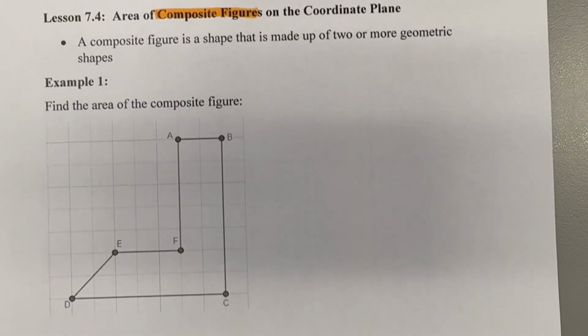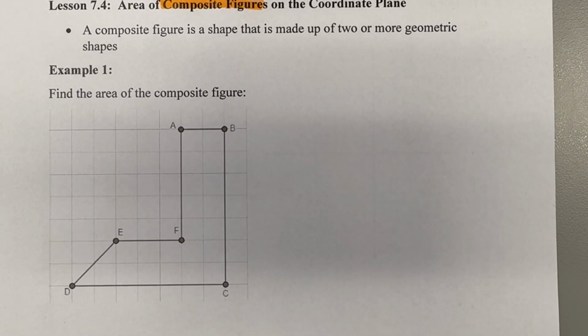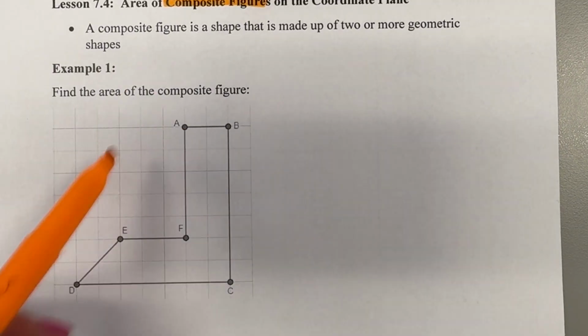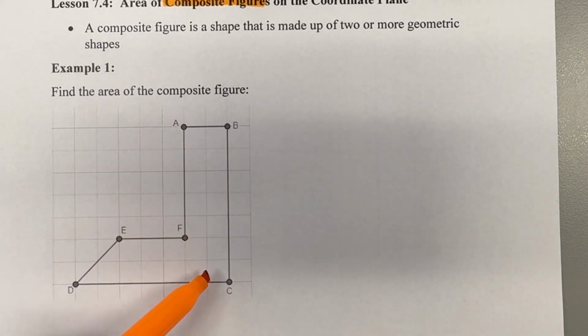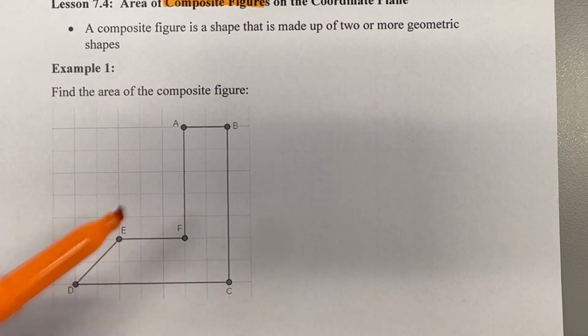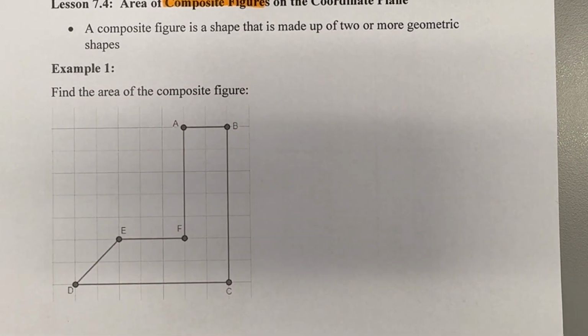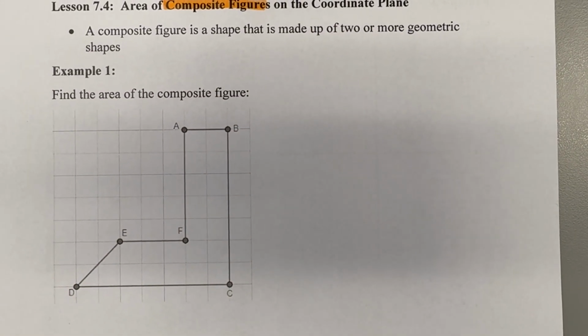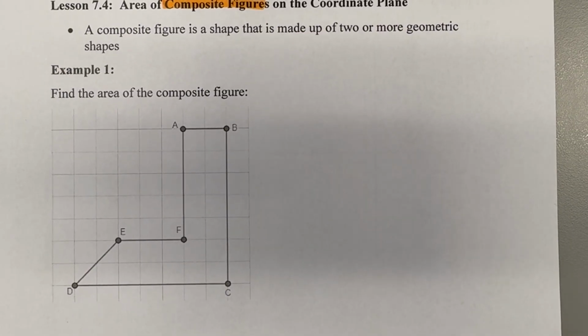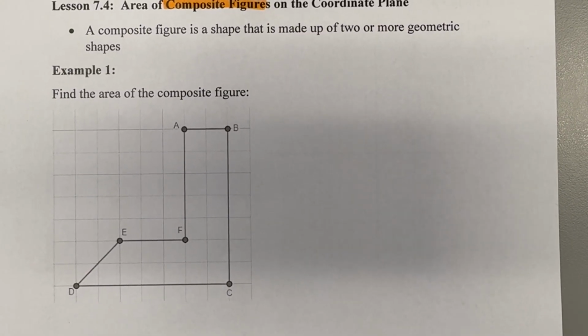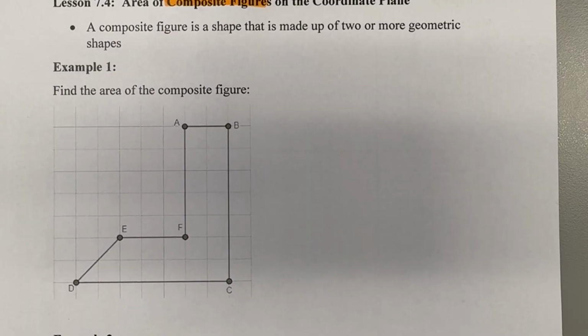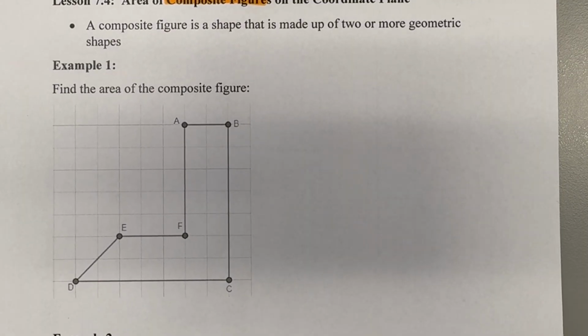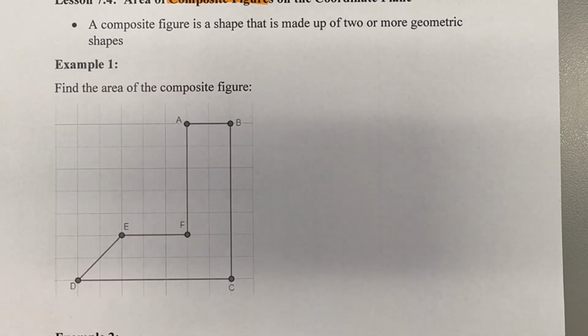So when you look at example 1, find the area of the composite figure. Okay, so when you look at this, it sort of looks like a backwards L shape, with a little bit of a diagonal here. This is not a shape that we've studied. So far, we've studied the area of rectangles and squares. That's from elementary school. Parallelograms, triangles, and trapezoids. This is none of them.